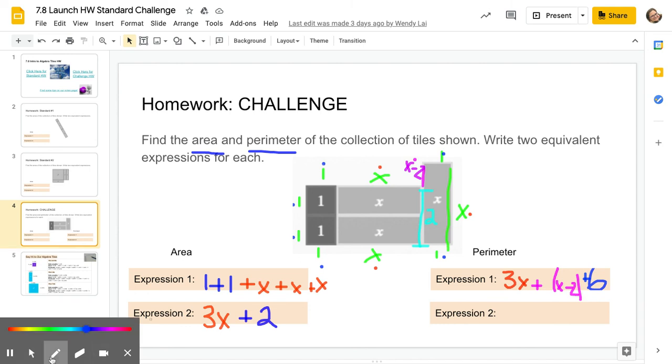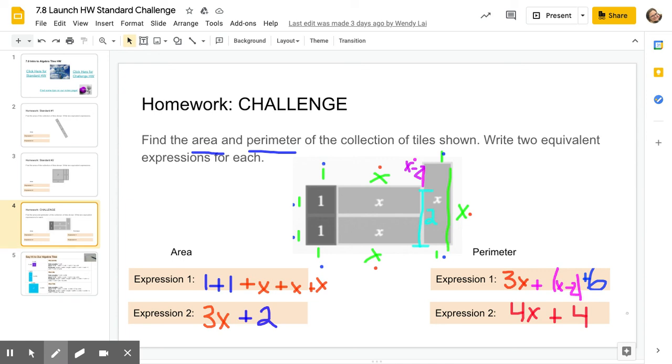A second expression could be simplifying this. So I'm adding my x and I'm adding my negative 2. So those signs stay the same. So I have in total 4 x's. And then I have a negative 2, so plus a negative 2 plus 6. So I can say 4x plus 4, because I know negative 2 plus 6 is 4. So that would be another equivalent expression by combining like terms.